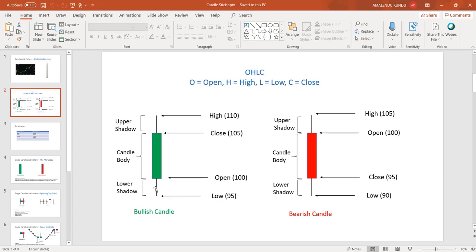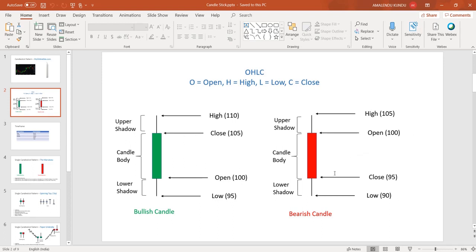And then what happens, the price starts moving up, and it reaches 110. So that is the highest price that it has. And then finally at the end of the day, the price comes down and settles at, let's say, a closing price of 105. So this point is your closing price.